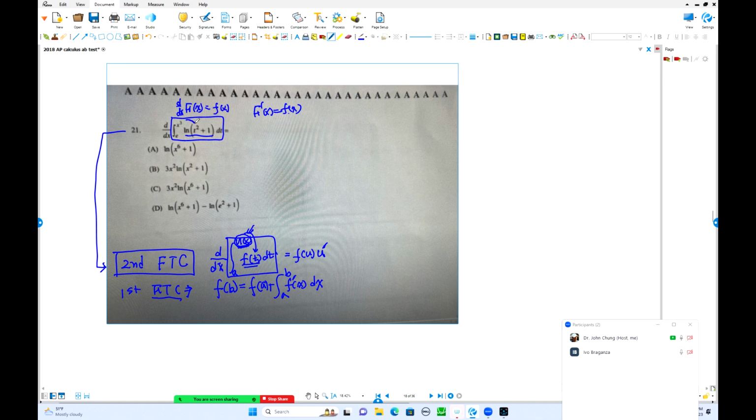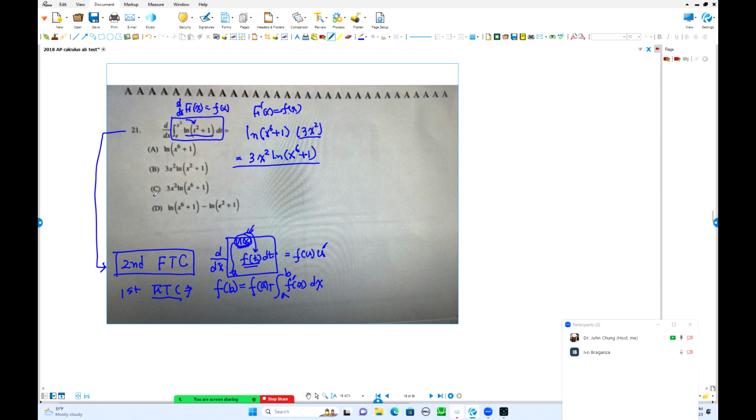That's why we switch the variable t with x. Now put this number x cubed inside t. So ln of x cubed over here, and x cubed squared is x to the 6, and plus 1. After that, you multiply by the derivative. What is the derivative of x cubed? 3x squared. So the answer is 3x squared times ln of x to the 6 plus 1.